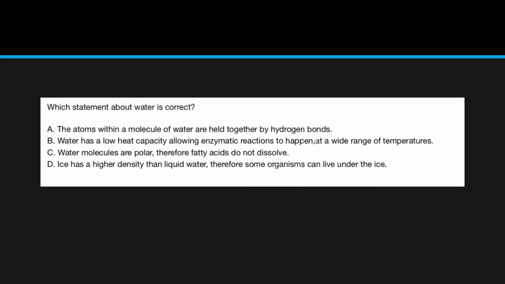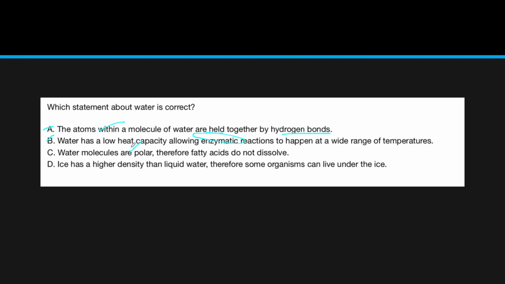So which statement is most correct about water? Give you a minute to pause and answer. Okay, so let's go through it. The atoms within the molecule are held together by hydrogen bonds. While water does participate in hydrogen bonds, it's only between molecules, not within. Water molecule has a low heat capacity. We'll look at this a little bit later in the slideshow, but basically it has a higher heat capacity, and really, we're not talking about enzyme reactions here.